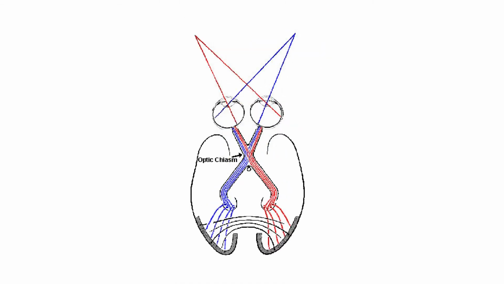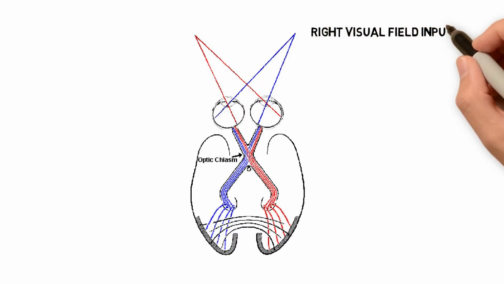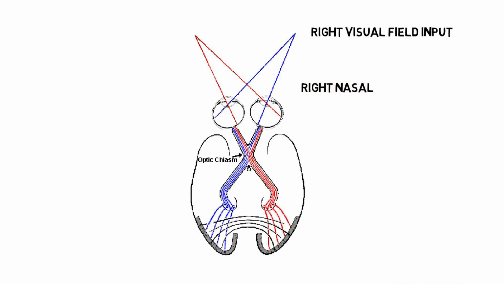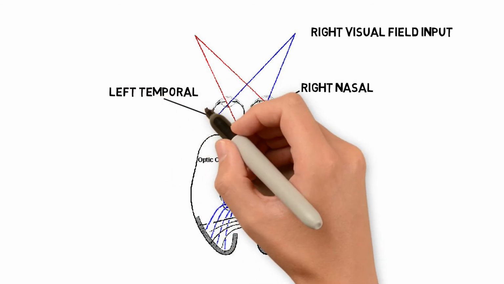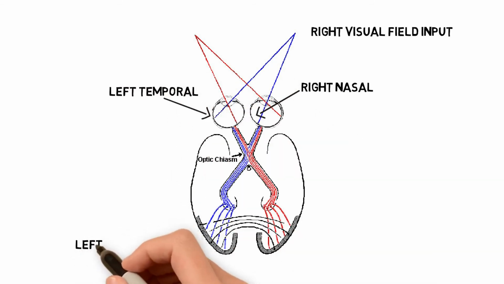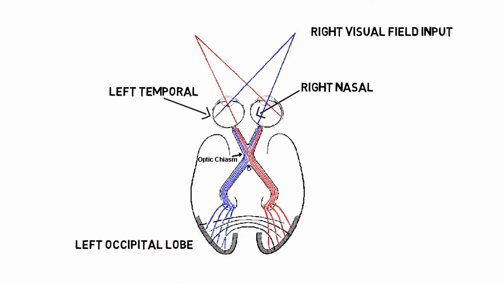When we look at the optic nerve, the optic chiasm, and the optic tract, we see that the light coming in from the right visual field will hit the right nasal and the left temporal retina, as shown in the blue light in this diagram. The left temporal retina does not cross at the chiasm, but continues on to the left occipital lobe. But the right nasal retina does cross and proceeds to the left occipital lobe. Thus, the right visual field ends up in the left occipital lobe from both eyes.